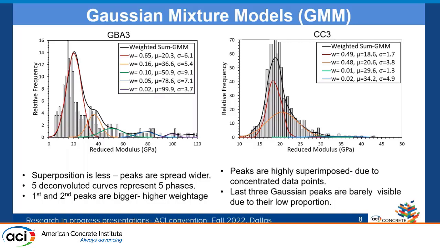If you observe the first graph, the superposition of these sub-peaks is less and the peaks are wider spread. The first and the second sub-peaks are bigger and they are carrying a higher weightage. Similarly, in the CC3 material also, the first and the second sub-peaks carry the higher weightage. But compared to the first material, the peaks are highly superimposed due to the concentrated data points I obtained.